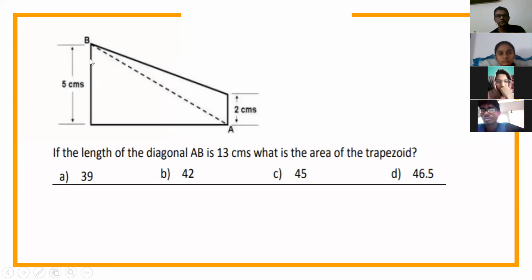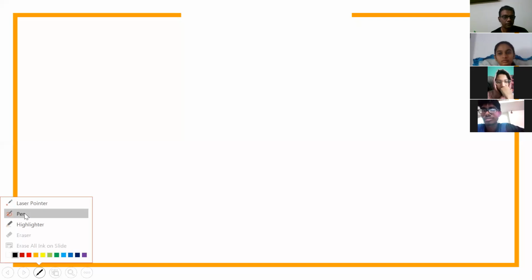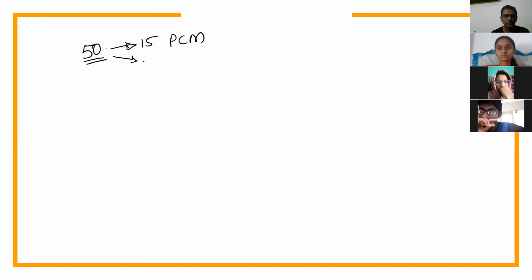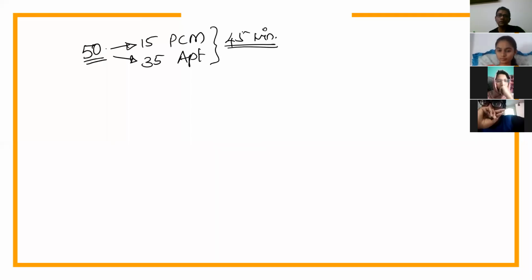So now, let's understand where we are heading towards. I'm talking about the 50 questions that we got to do, right? Which again is divided into 15 questions on your PCM sector and 35 questions on your aptitude side. And for this, we have 45 minutes to do, right? So the point is, how do I cover this and what do I do?